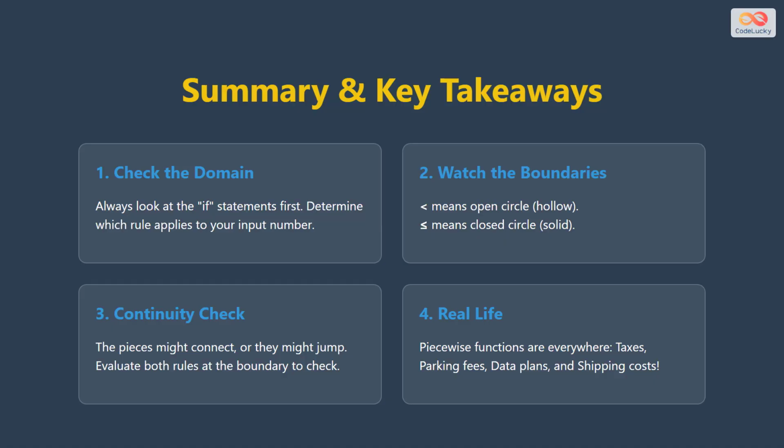To wrap up, remember these 4 points. First, always check the domain to pick the right rule. Second, pay attention to whether circles should be open or closed. Third, check the boundaries to see if the graph connects or jumps. And finally, remember that these functions are used everywhere in real life to model changing costs and rates.